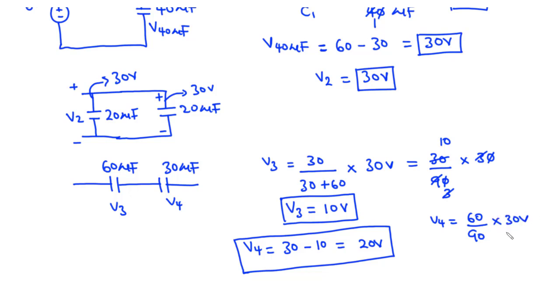So basically 30 goes here 2 times, 30 goes here 3 times, 3 here once, 3 here 10, 2 times 10, and basically that is 20. So basically these are the voltages across each of the capacitors C1 through to C4.